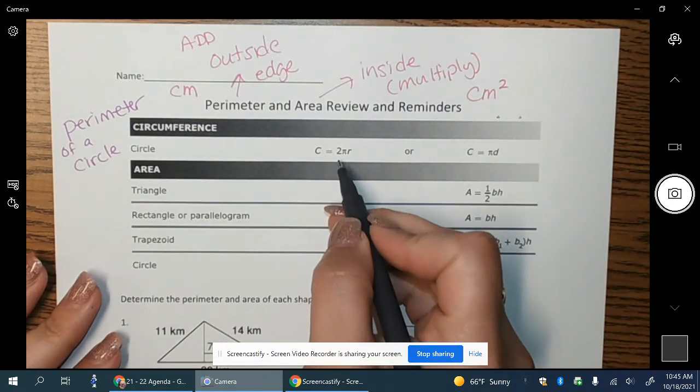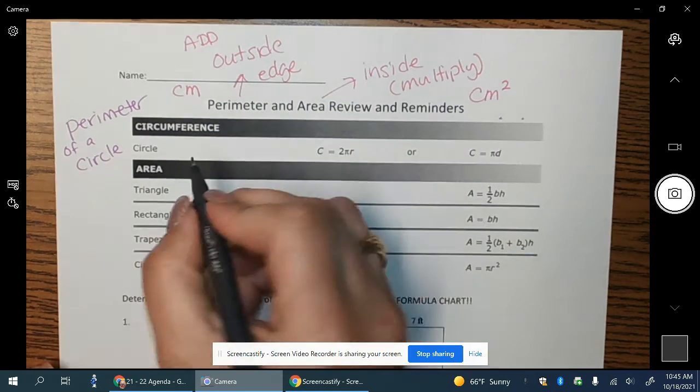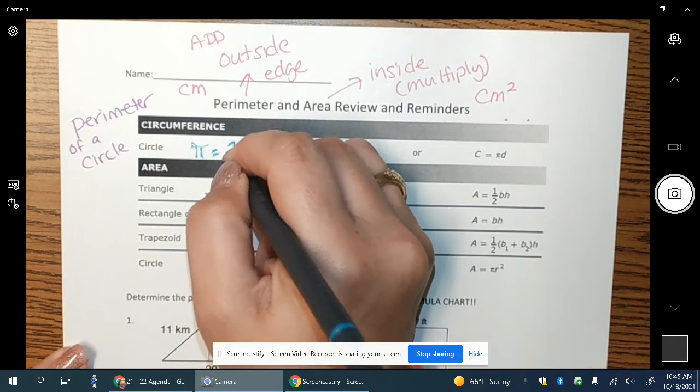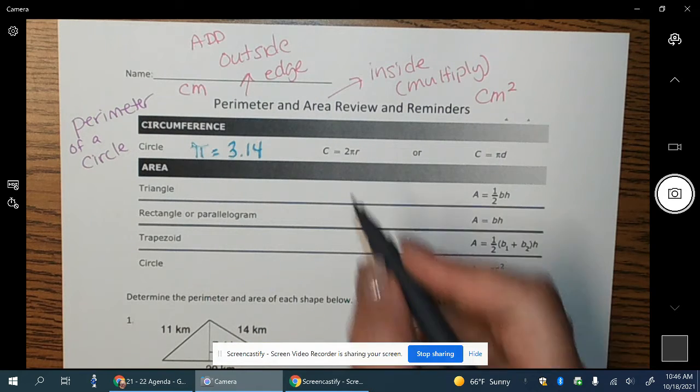Okay, so the circumference of a circle is like the outside. Look at your formula. That weird symbol Pi is pi. In 7th grade, that symbol was on your formula chart. In 8th grade, it's not. You may remember what pi equals? 3.14. Okay, so 3.14 is what pi is. Now, it's a number that never ends, but in 7th grade, we're using 3.14. So how was pi created?